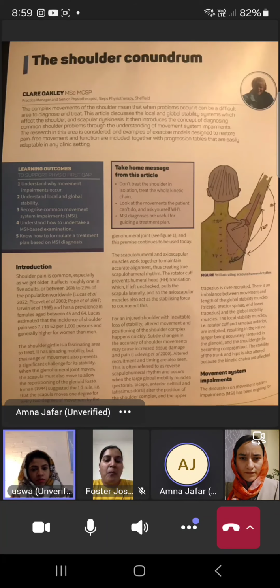Okay, so movement system impairments, known as MSI. The discussion on movement system impairments has been ongoing for over 30 years, as discussed by Janda and Sahrmann. They say that the importance of the whole kinetic chain and the benefits of closed chain exercises are equally important.